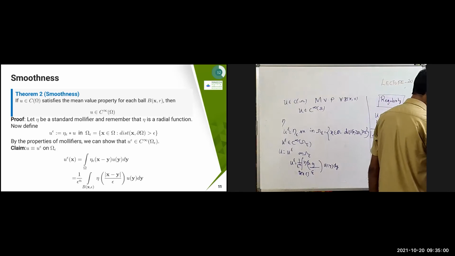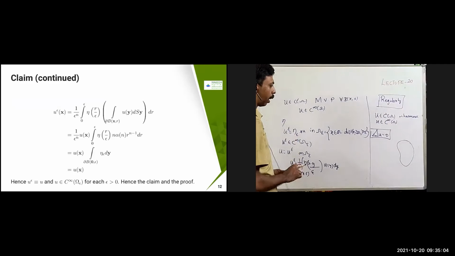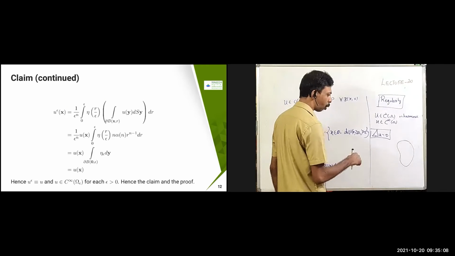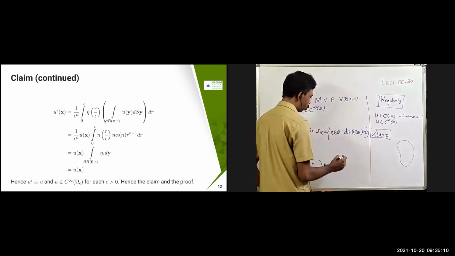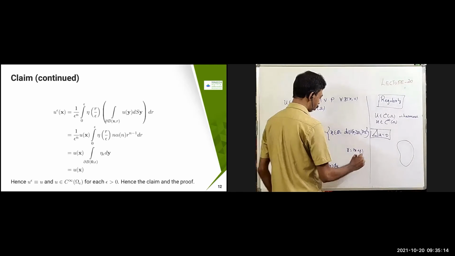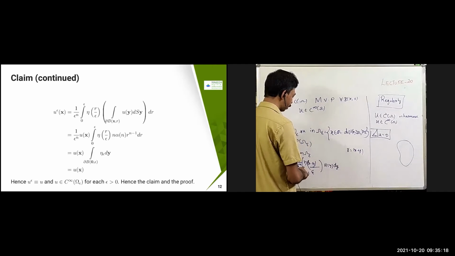So therefore, what are you going to get? This one I can just rewrite. Since it's a radial function, I'm just going to apply the transformation. I'm going to apply r equal to mod x minus y. Writing this one is the same as writing this one also, because it is a radial function.